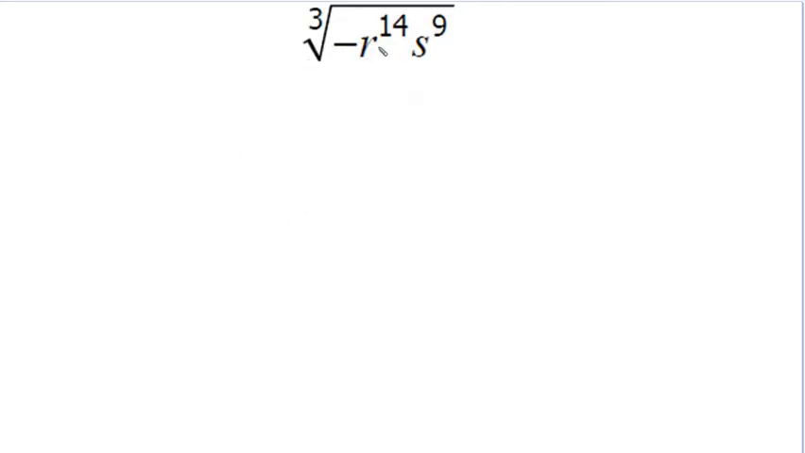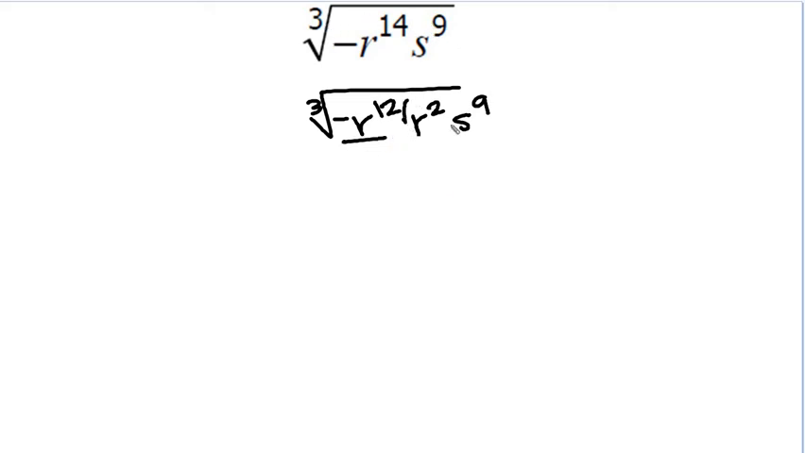So again, we have no number this time. Doesn't change the process. So I have the cube root. 14 is not evenly divisible by 3, but I can write it as a perfect. So I have negative r because that's what I want to come out. The largest number less than 14 divisible by 3 is 12 times r squared. 12 plus 2 is 14. And I can leave s to the 9th because 9 is divisible by 3.